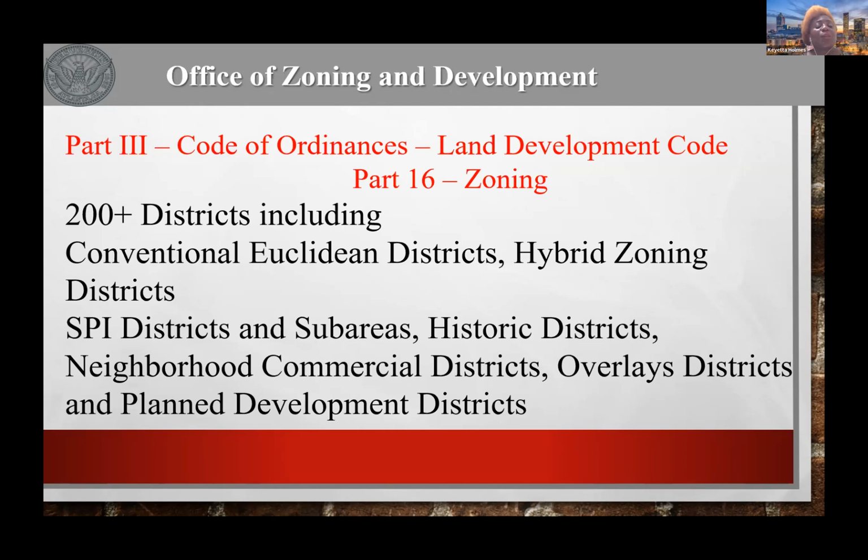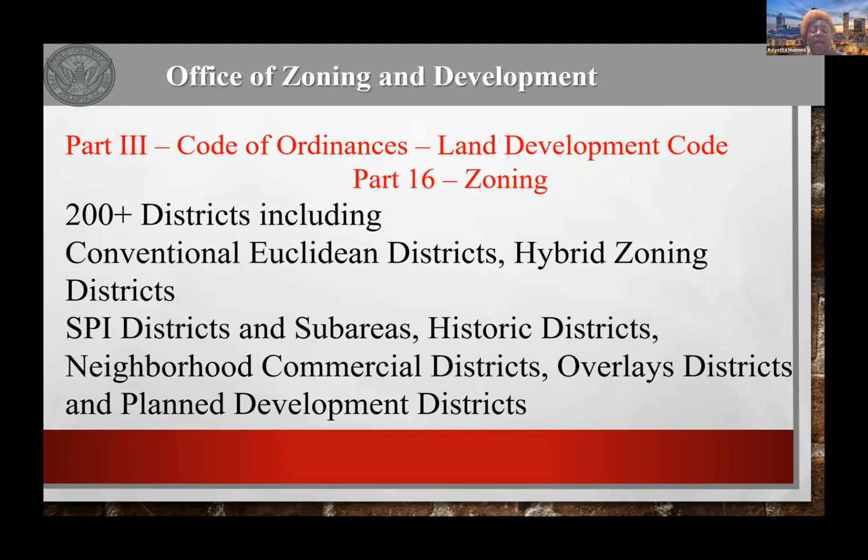Okay, all right. So we have about 200 plus zoning districts, including all of the SPI sub areas. There are about 17 SPIs, the newest SPIs being SPI 4, SPI 19, and SPI 3. There are a number of historic districts, neighborhood commercial districts, overlay districts, and planned development districts. We have a lot of hybrid zoning in our city, meaning we have a lot of mixed use, we have a lot of single use, we have a lot of things that we hope are responsive to a number of the uses and concerns of a number of residents, as well as other stakeholders in the city.